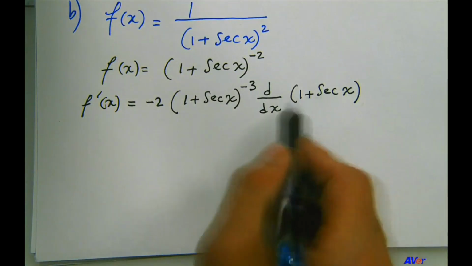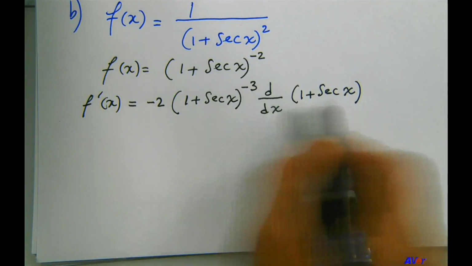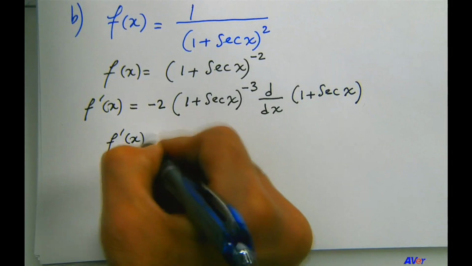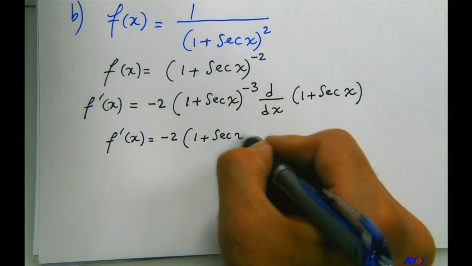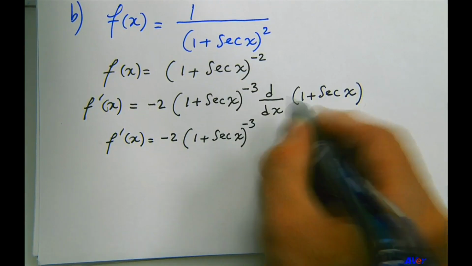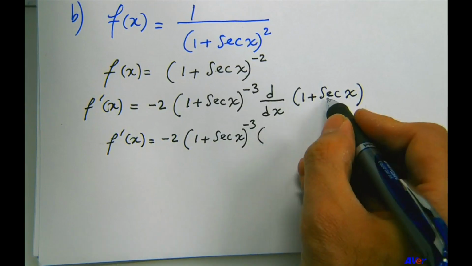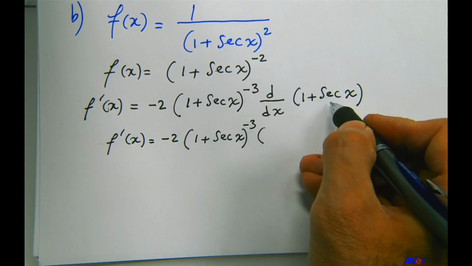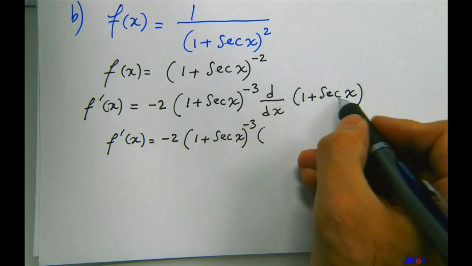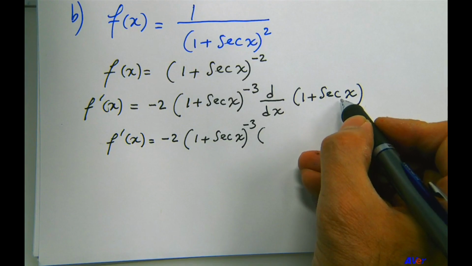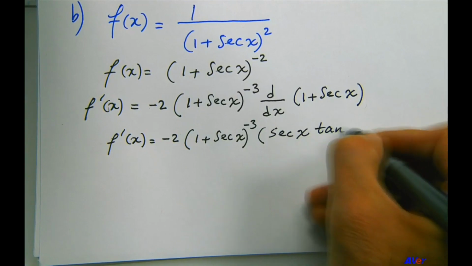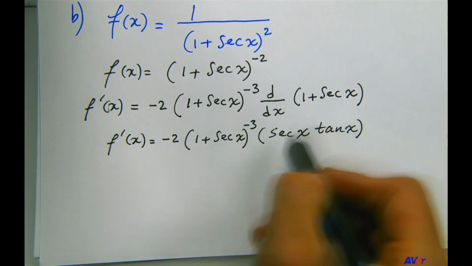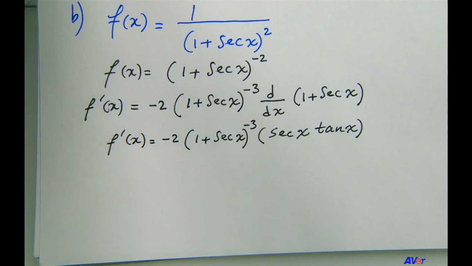We have not yet finished, obviously, because we need to take the derivative of this. Okay, so f prime of x is equal to minus 2 times 1 plus secant x to minus 3 power. Now we need to take the derivative of that, multiplied by secant x has derivative. In the previous section we learned secant x has derivative secant x times tangent of x. Like that. So if you've forgotten this, it's no problem at all. Just spend every day. I do forget these too.